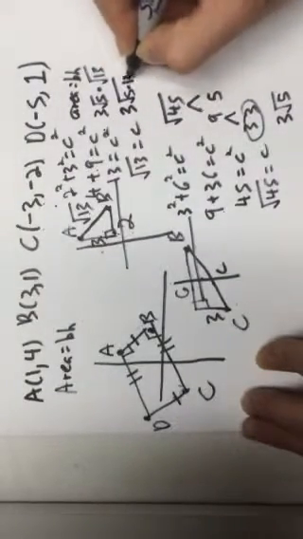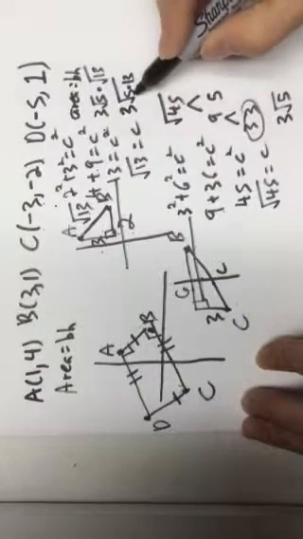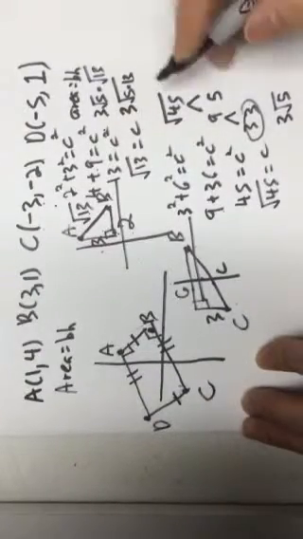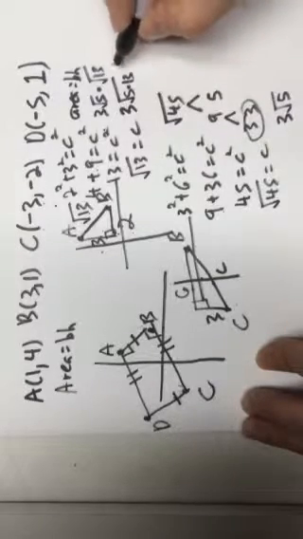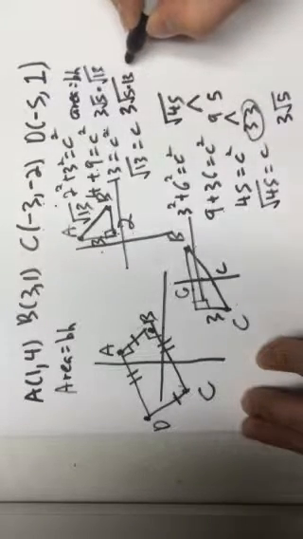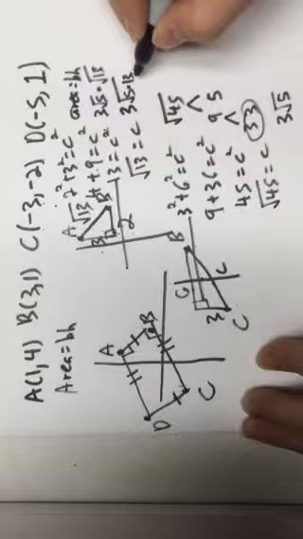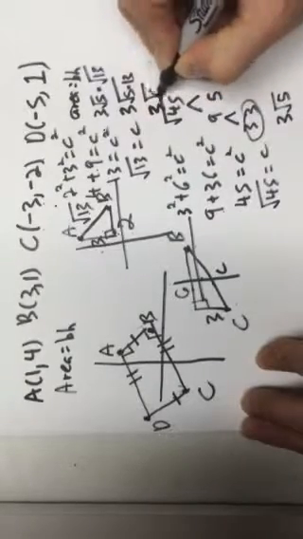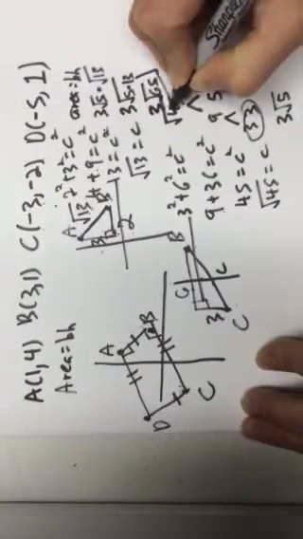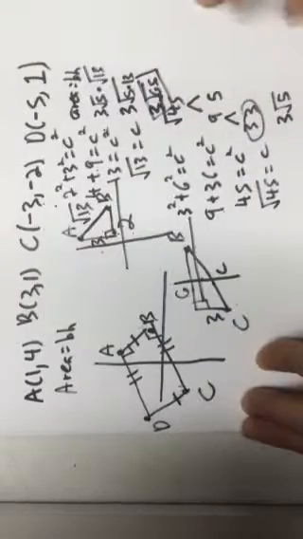5 times 13. Okay, so let's see. 5 times 13 you can just do in the calculator for me. I'll try to do a quick mental calculation. 2 times 13 would be 26. So we'd have 26 and 26, which would be 52, plus another 13 would be 65. Okay, so this will be 3 root 65. So that is the area, 3 root 65.